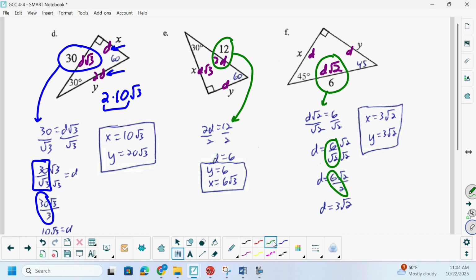Divide the 6 and the 2 to give us 3 square root of 2. Now that you have your d, we've done all the hard work. X and y are both just d, so x and y are 3 square root of 2.